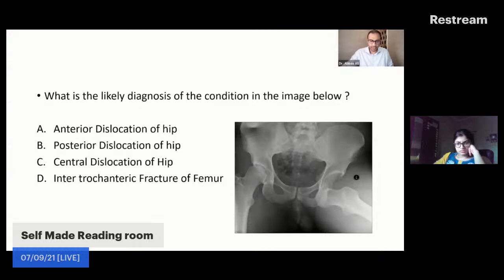What is this? Quickly. Come on. These are basic questions. You should answer this. Arpita, Chandana, Khushbu, Ifra, come on. Right. It is anterior dislocation of hip. How can you say this?